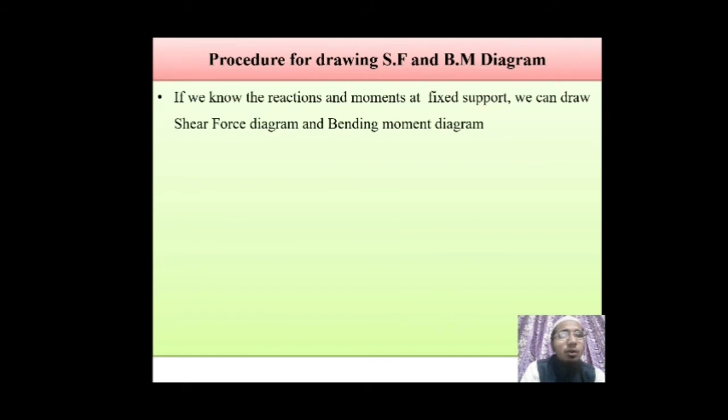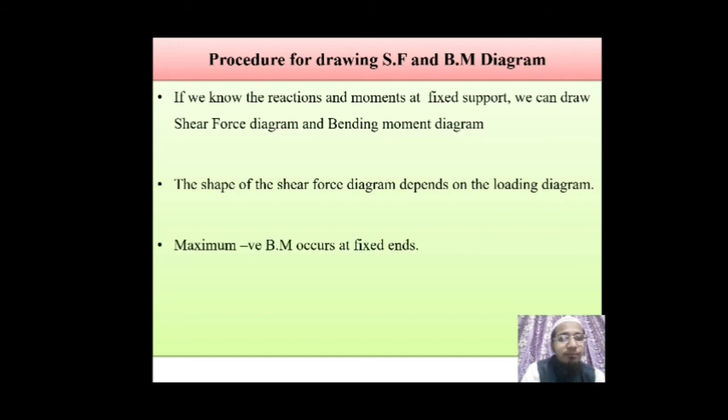Now, if we know the reactions and moments at the fixed supports, we can draw the shear force diagram and bending moment diagram. The shape of the shear force diagram depends on the loading diagram, based on the type of load, whether it is a point load, UDL, or uniformly varying load. And the maximum negative bending moment occurs at the fixed supports, and the maximum positive or sagging moment will occur in between the supports.